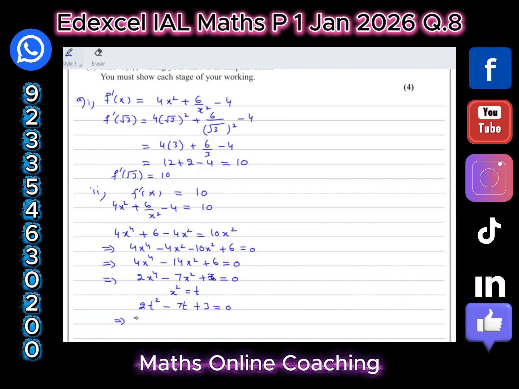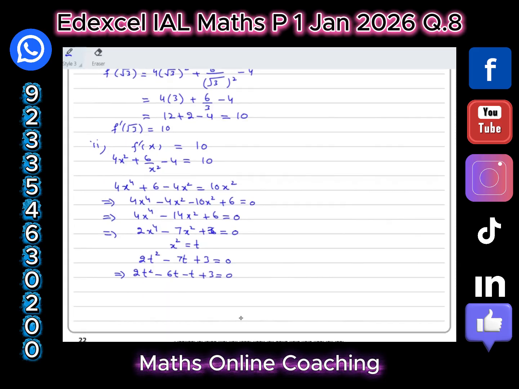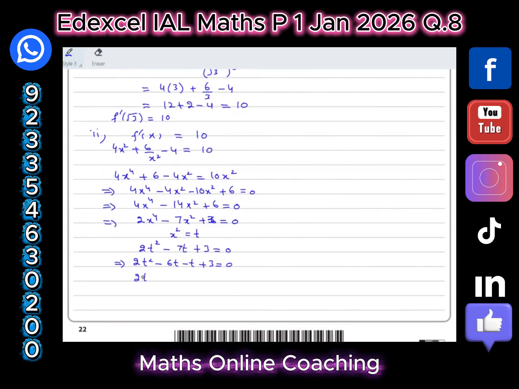And it can be converted as minus 6t and minus t, plus 3 is equal to 0. This is 2t, t minus 3, minus 1, t minus 3, and this is 2t minus 1, t minus 3 is equal to 0. Now, it gives the values of t as 1 by 2 and 3. To find out the value of x, put it in this equation, x squared is equal to t.